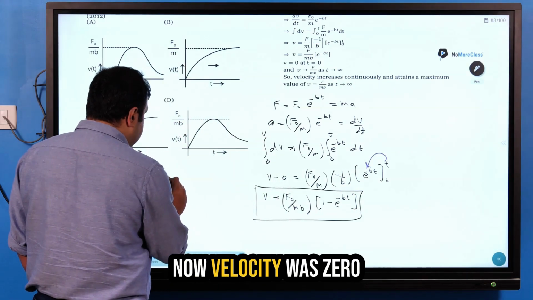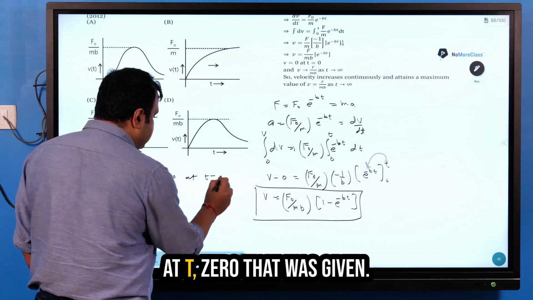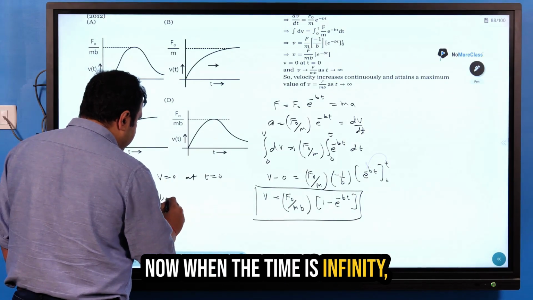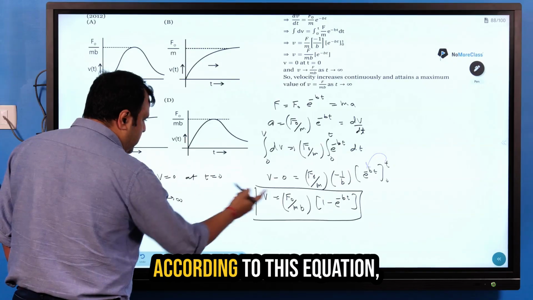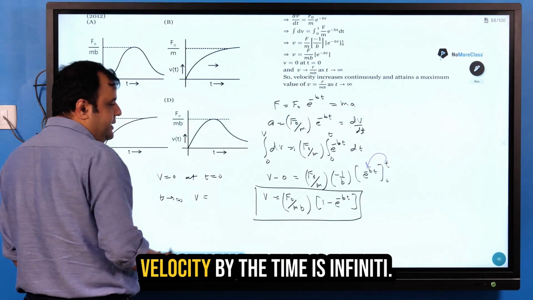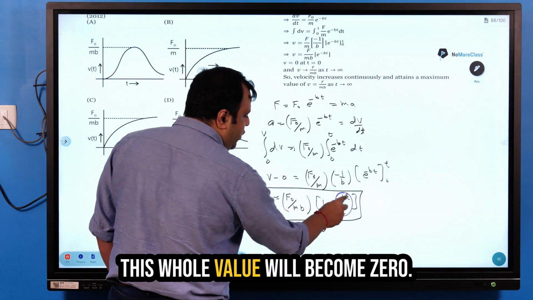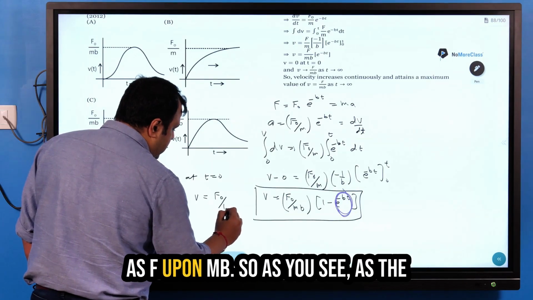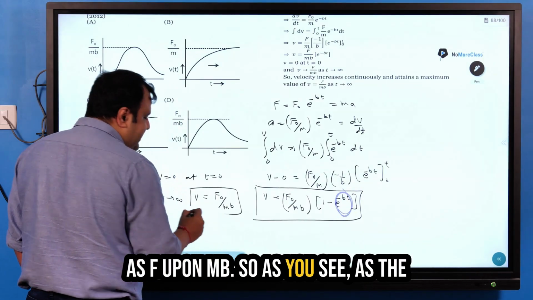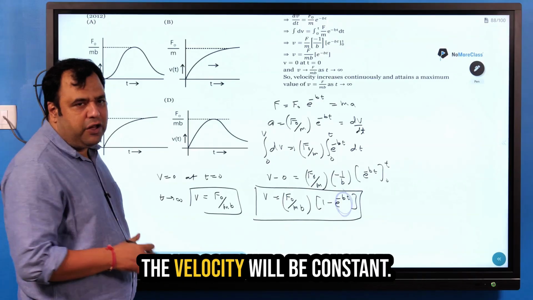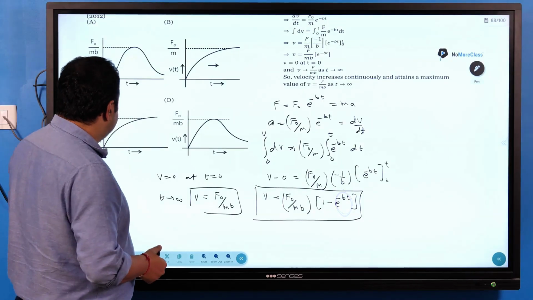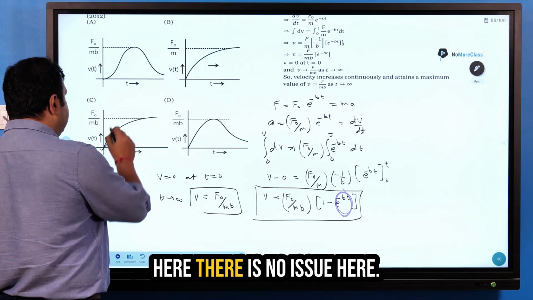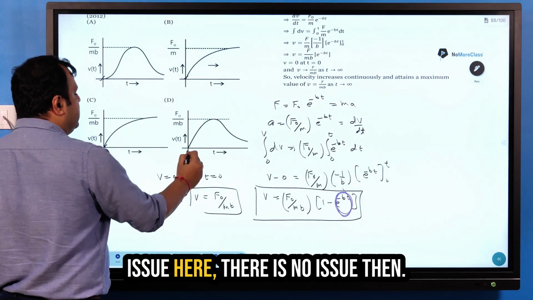Now velocity was 0 at t0. That was given. Now when the time is infinity, according to this equation, this whole exponential value will become 0. And at infinity, you'll get the velocity as F naught upon mb. So as you see, as the time approaches infinity, the velocity will be constant. In the beginning, it is 0. If I check, all 4 options are starting from 0. There is no issue here.